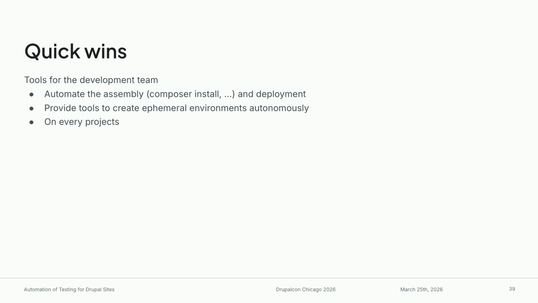And exposing features such as creating multi-dev environments or Tugboat environments in the CI/CD allows developers to do that autonomously without relying on DevOps people, and they don't even need access to the actual hosting platform dashboard, so you can keep that aspect a little bit more secure.